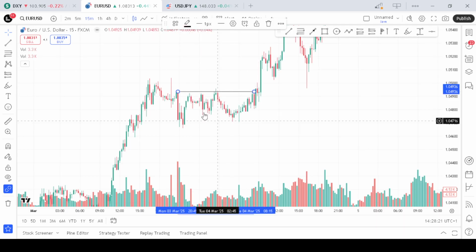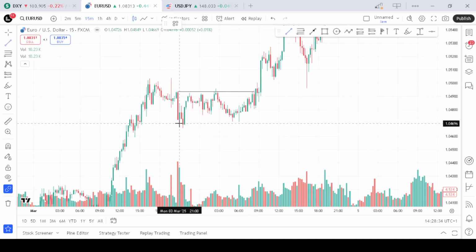This is exactly what we are meant to visualize. We have to visualize connecting the bottoms of the Adam and Eve pattern with a horizontal line.